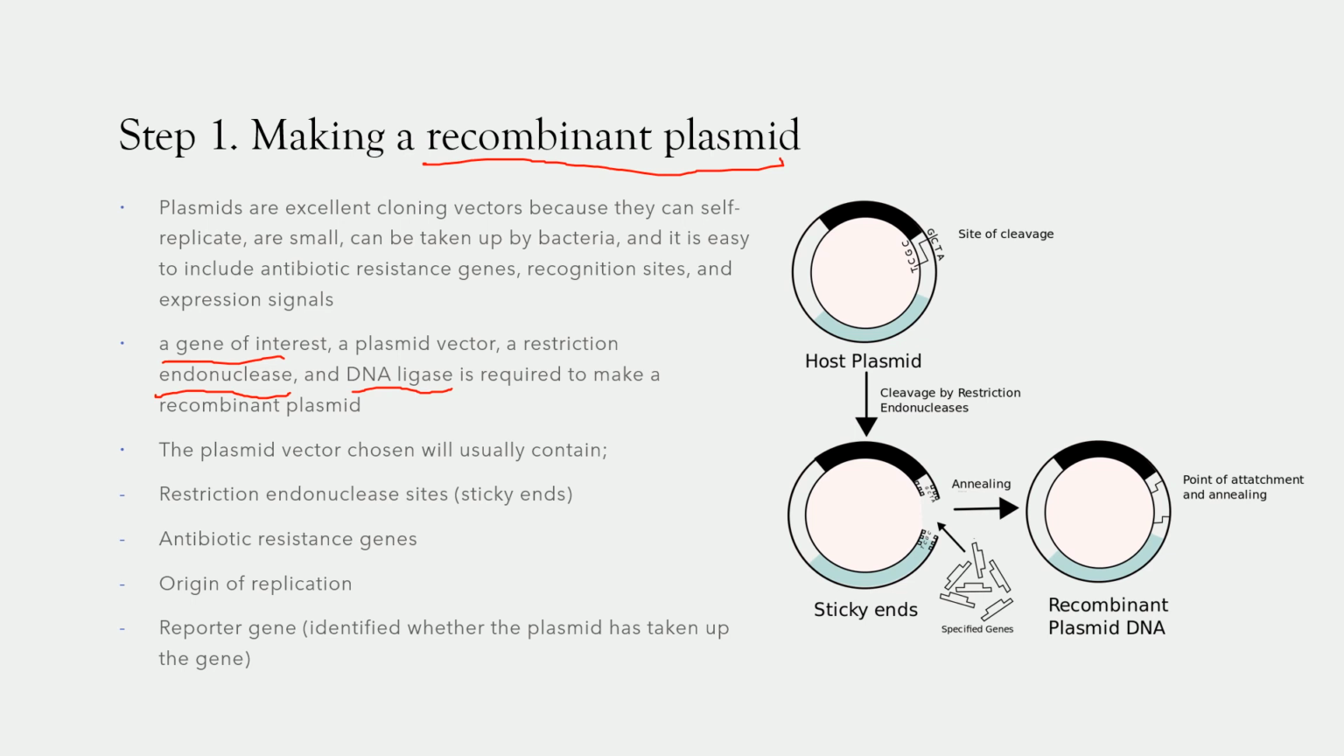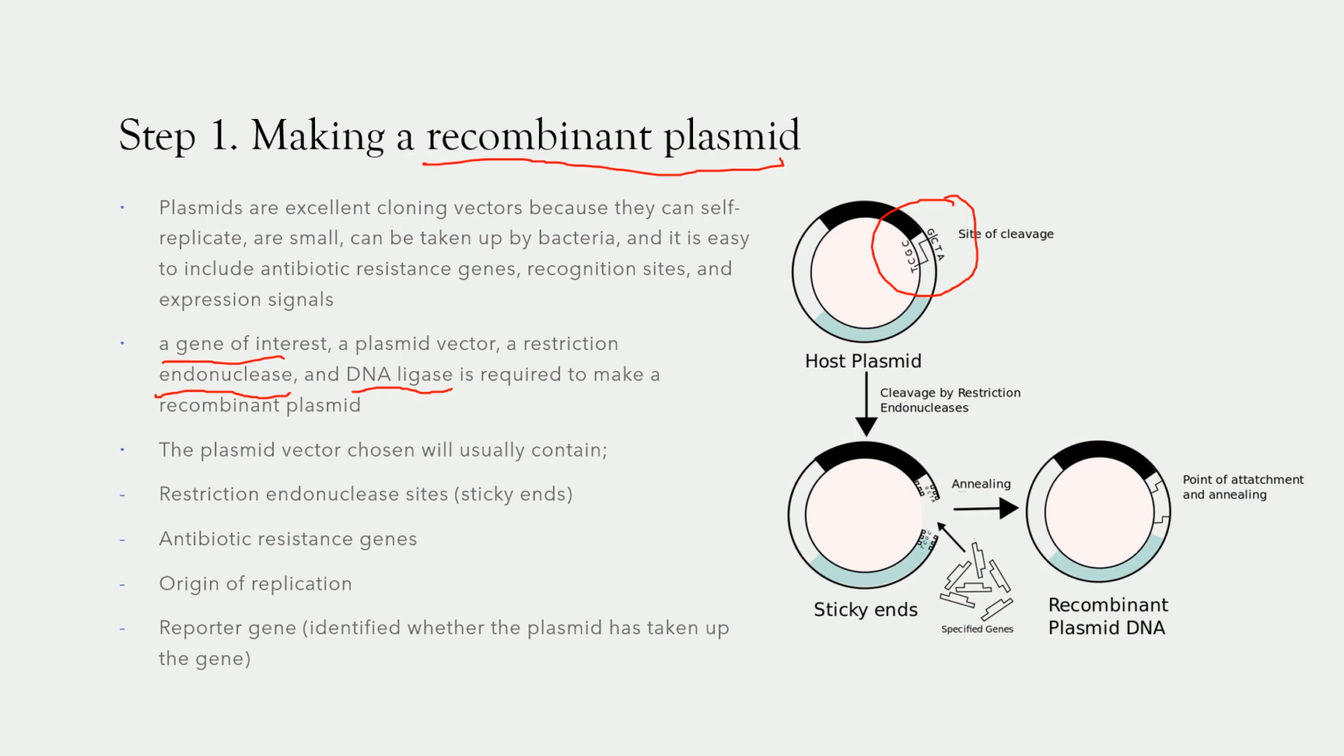The plasmid that we choose will have the restriction endonuclease sites. Obviously we need something to cut. So the plasmid that we choose is going to have the restriction enzyme recognition site, for instance here.